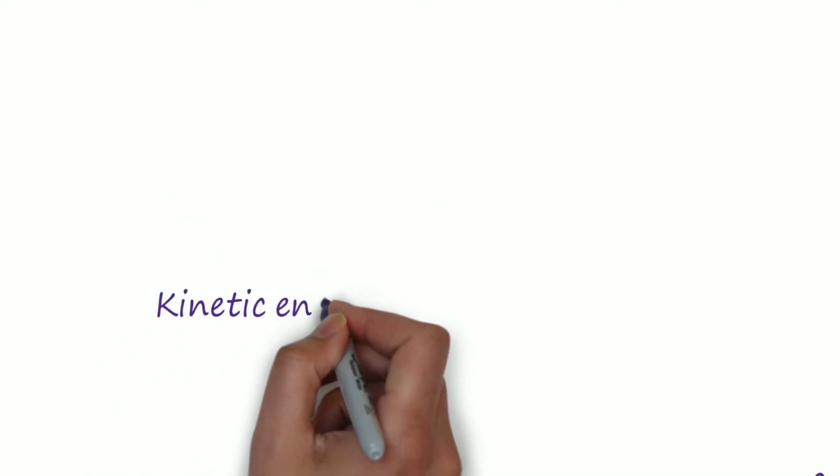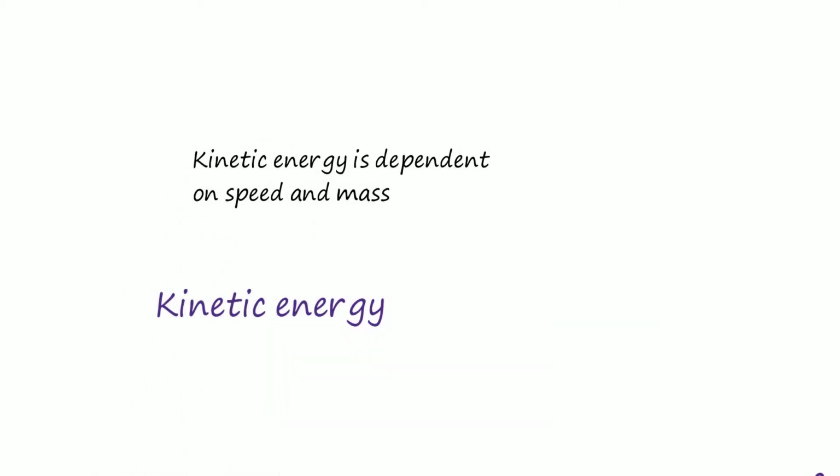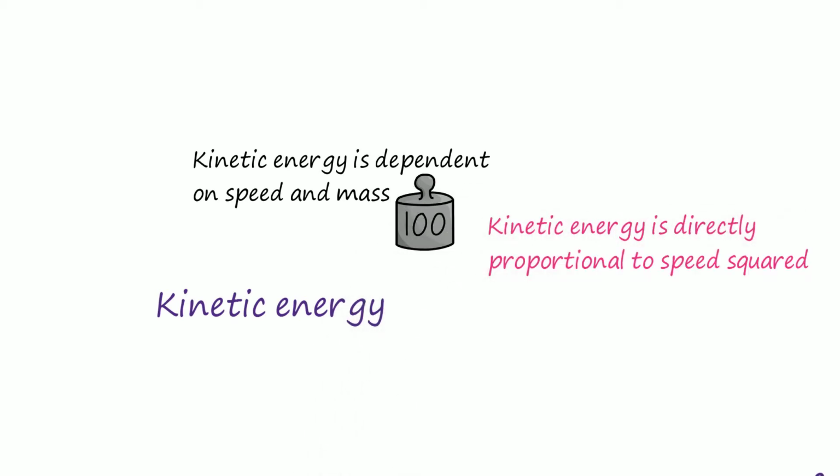Kinetic energy is dependent on the speed and mass an object has. In fact, the object's kinetic energy store is directly proportional to the square of its speed. From this, the kinetic energy equation can be derived, and it is as follows.